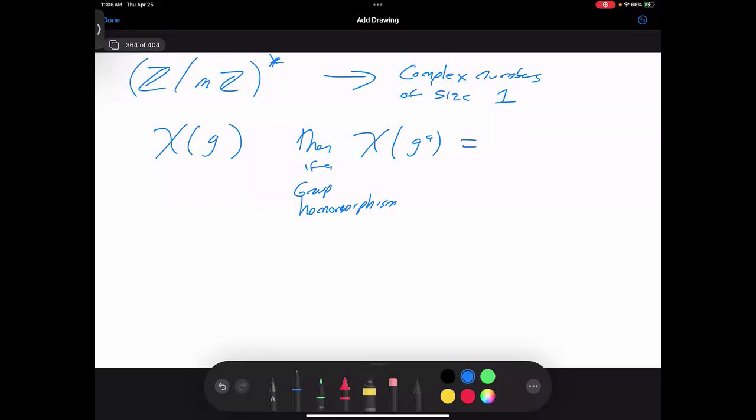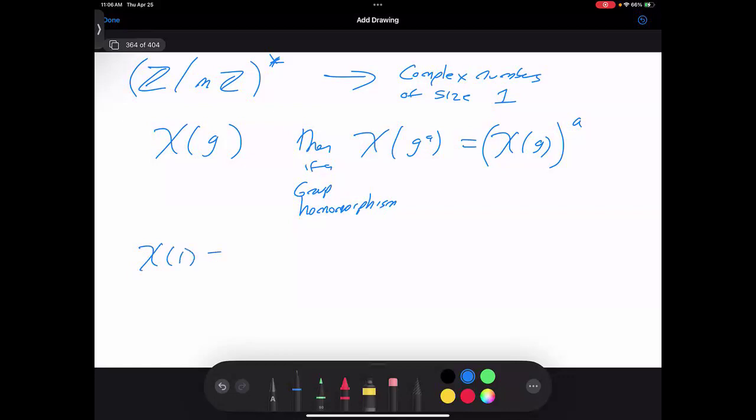So I have a group homomorphism. I raise G to the A-th power. What would chi of G to the A be? I bring the exponent outside. It would just be chi of G to the A-th power. So once I determine what my function is on the generator, I know it everywhere. And there's a good choice of A.